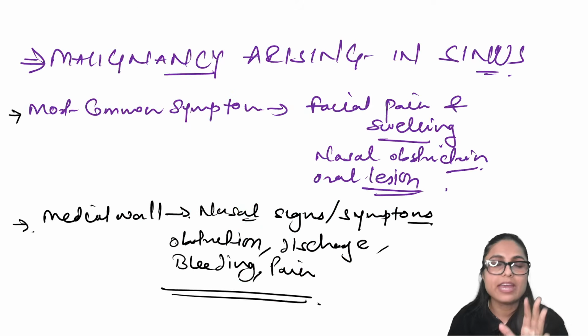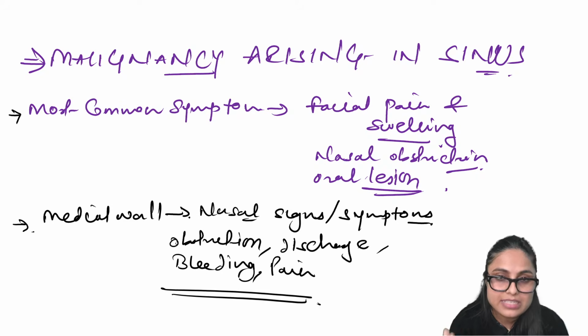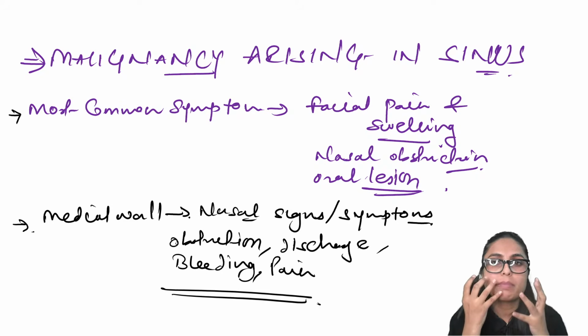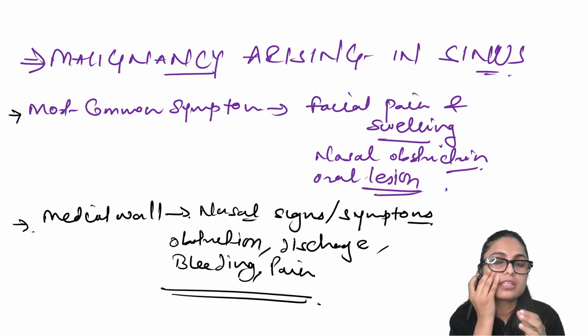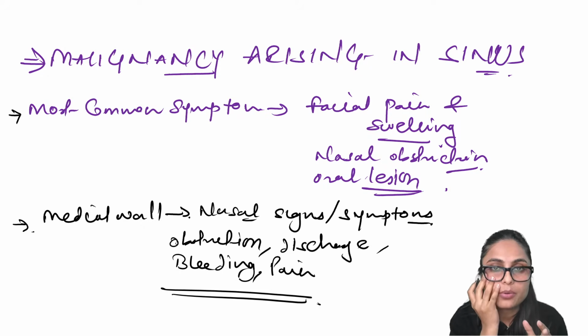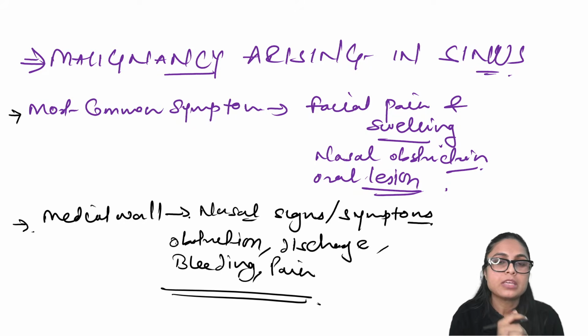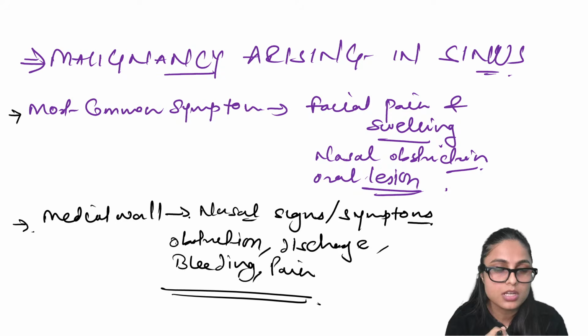The most common symptom when there is a malignancy arising from the maxillary sinus is facial pain and swelling, because here we have the sinus. When a patient gives you a history of pain and swelling in this region, also nasal obstruction or swelling in the oral cavity, vestibular swelling, you must keep malignancy arising from the sinus in the differential diagnosis. Of course, you will not directly give the diagnosis as this, but you can consider it in the differential diagnosis.